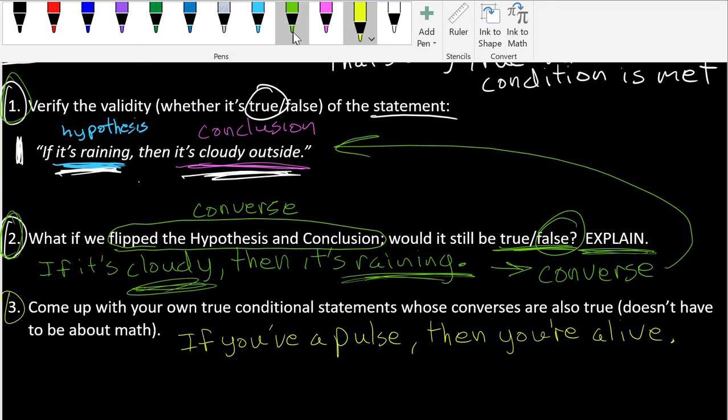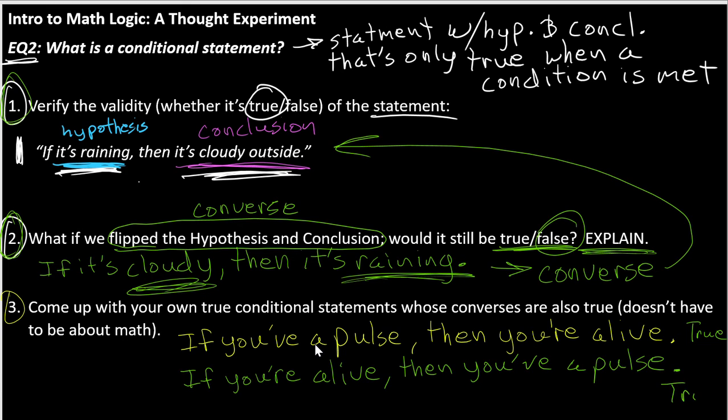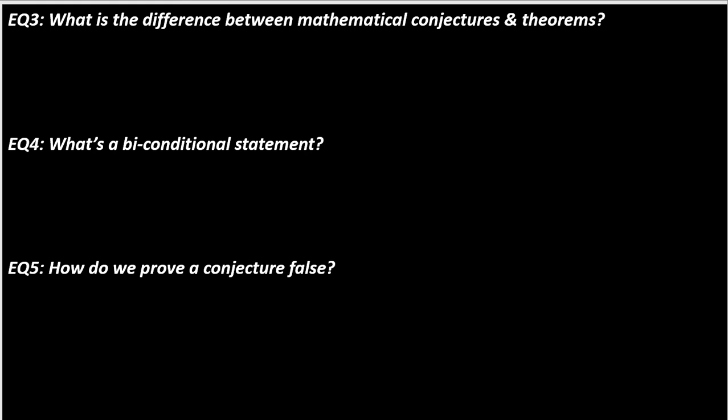If we do the converse of that, so this is true, obviously. I would hope so. Okay, so this is true. If we do the converse of this, so instead of if you have a pulse, then you're alive, we're going to say if you're alive, then you have a pulse. Okay, and this is also true, right? So I came up with a conditional statement that was true, whose converse was also true. And we'll talk about why that's a thing here in a second.